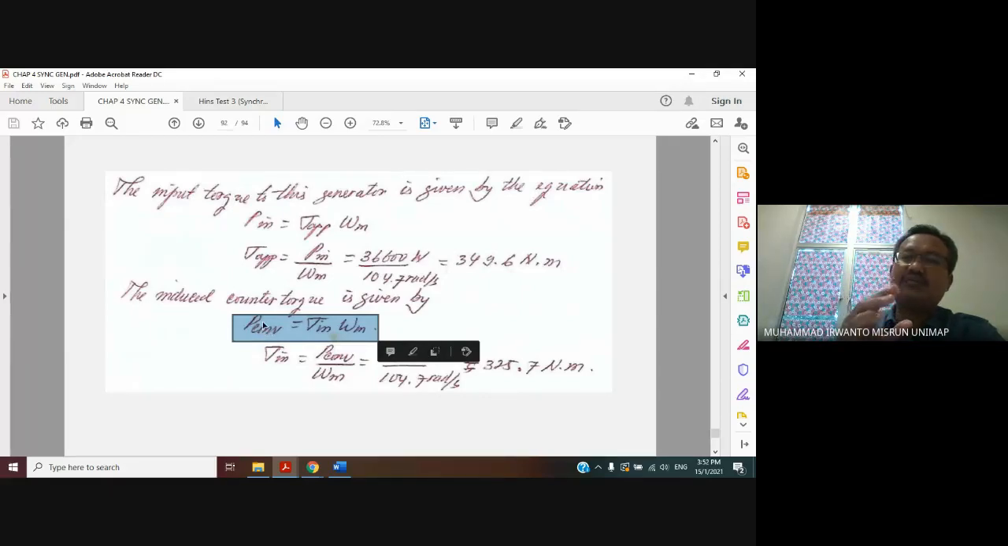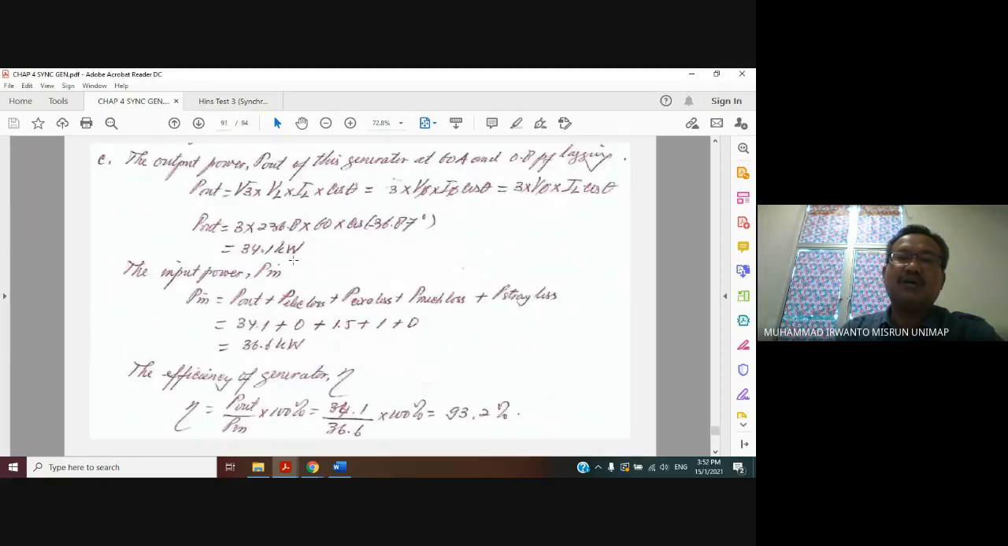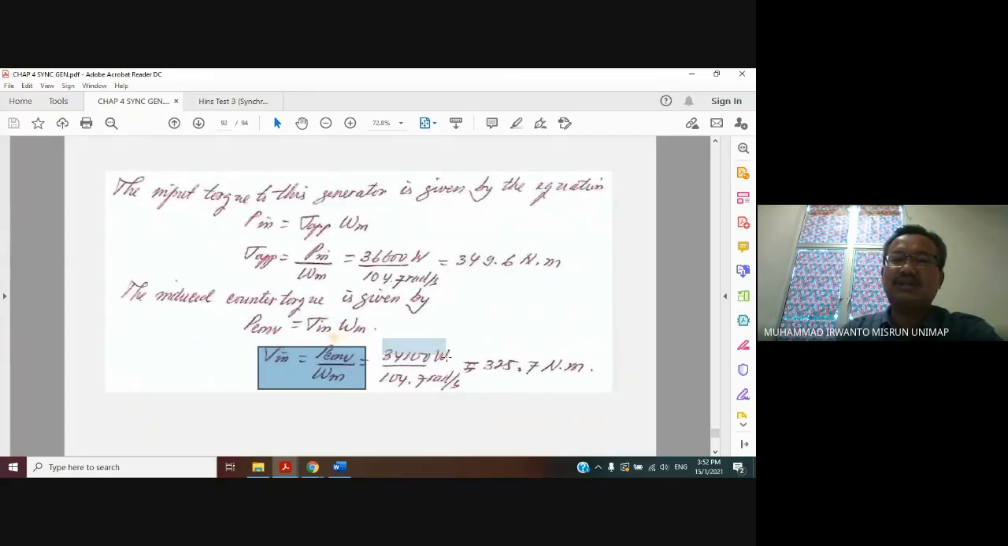Maximum power means converted power is equal to maximum power is equal to output power. Now, so induced torque is equal to converted power divided by mechanical speed. Converted power is equal to output power. Output power is 34.1 kilowatt or 34,100 watt, divided by mechanical speed, is equal to 335.7 Newton meter. Okay, this one.